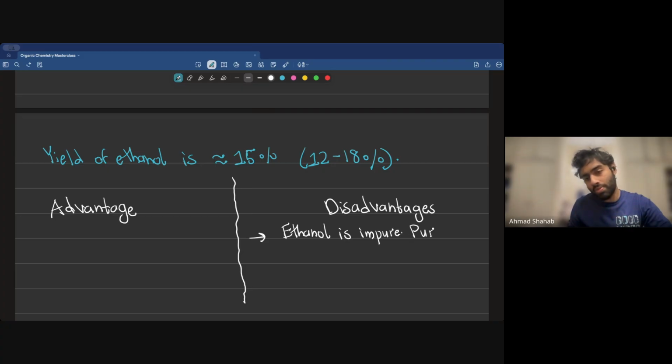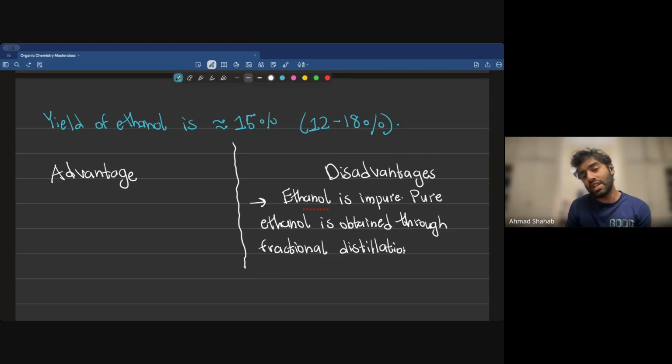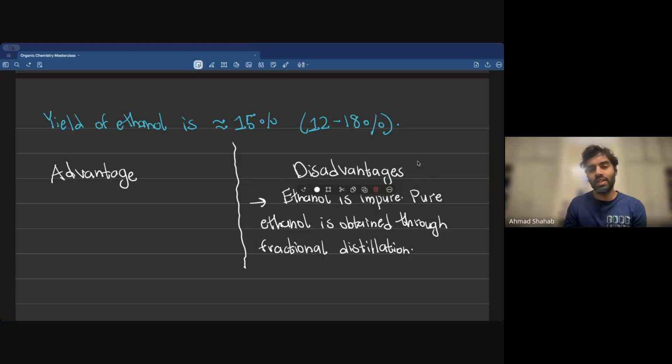Pure ethanol has to be obtained through a method of purification, through fractional distillation. And we will go into details of fractional distillation in the future. Separating techniques and purification techniques is a very important topic. But pure ethanol is obtained through fractional distillation. The fact that we have to make it undergo fractional distillation to obtain pure ethanol is a disadvantage in itself. It costs you money, it costs you your time. So obviously it is a disadvantage.